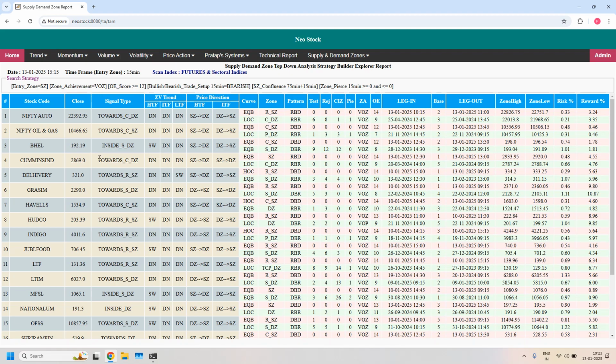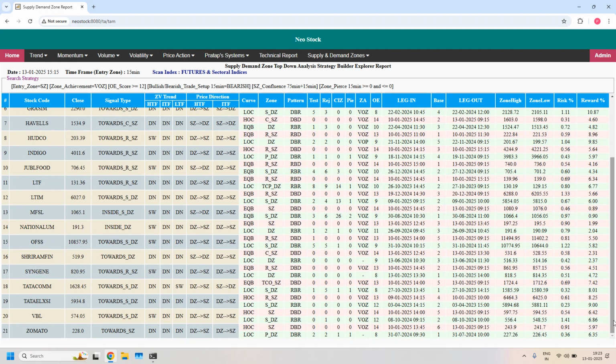So first 15 stocks. In all these stocks, these 15 minutes supply zones are part of this 75 minutes supply zone. That is what supply zone confluence. I am scrolling the list down. So total 21 stocks.